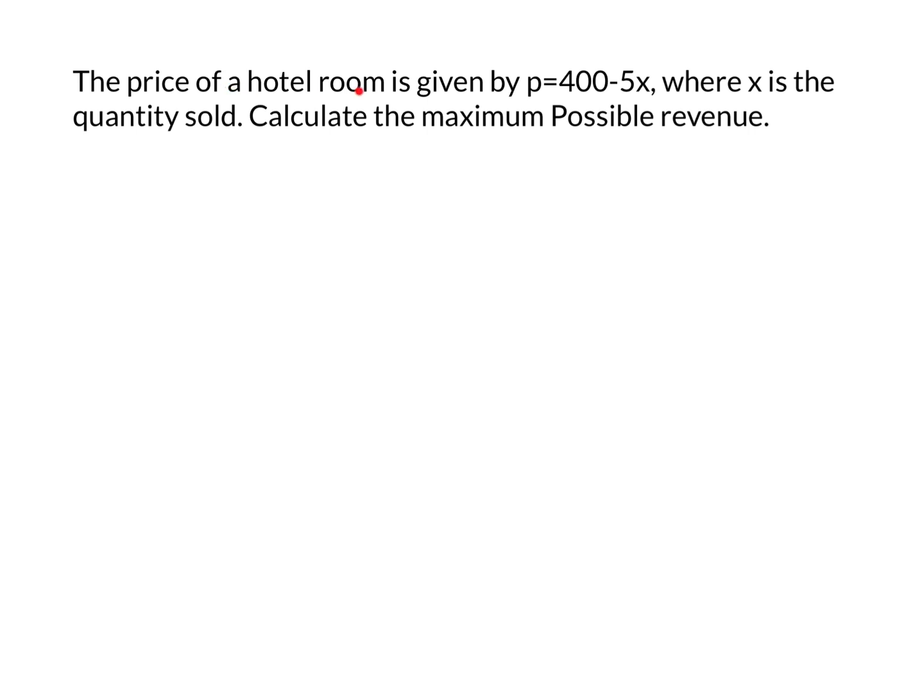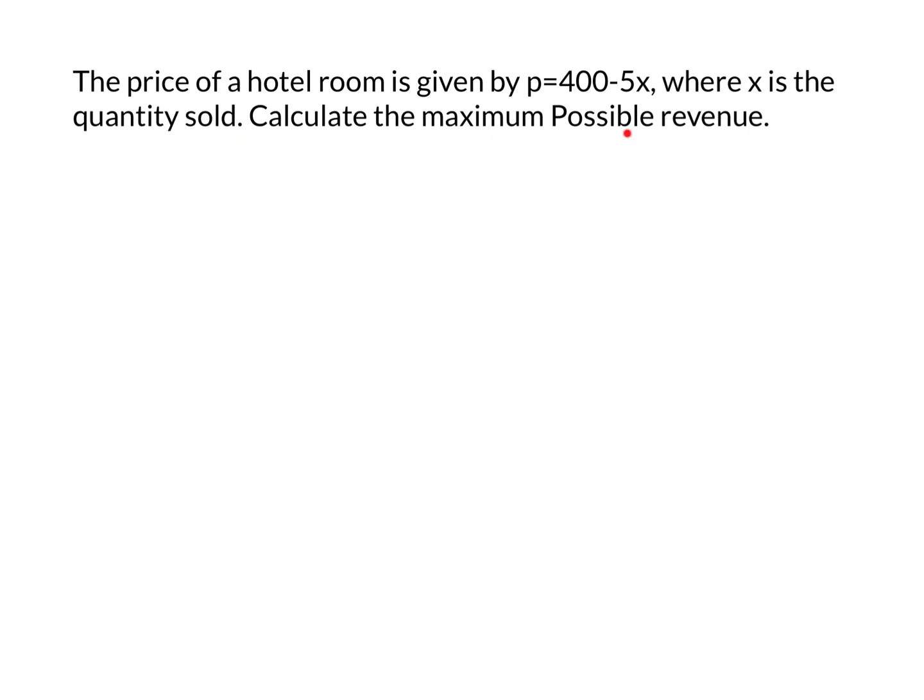So here we're told the price of a hotel room is given by P equals 400 minus 5x. Price equals 400 minus 5 times the number of customers. Basically what this means is if the hotel room was $400, they'd have no customers. If it was $395, they'd get one customer. If it was $390, they'd get two customers, and so on. Basically, you start at $400, and for every $5 price decrease, they would get one extra customer.